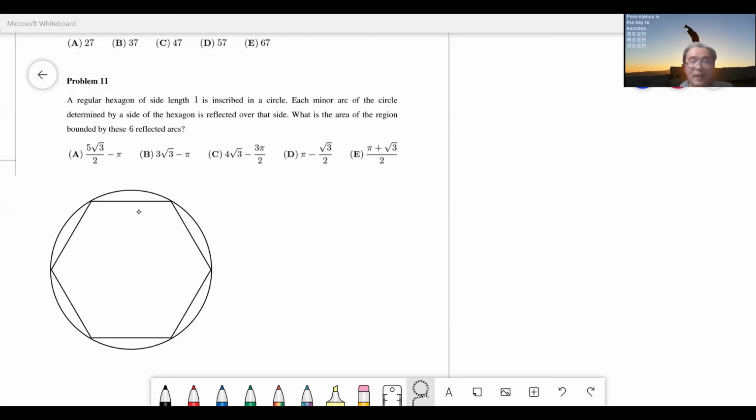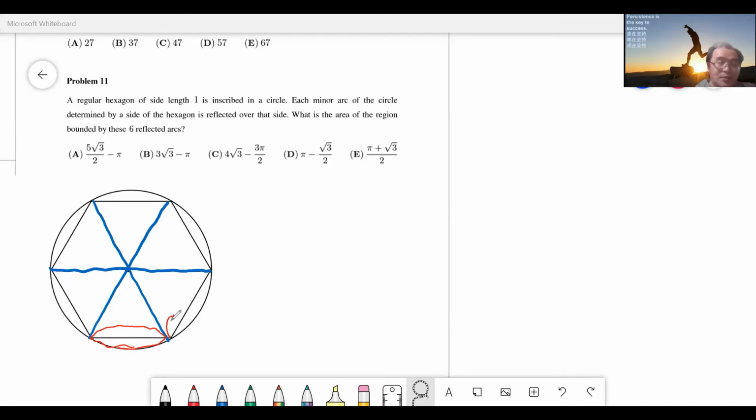So how do we find the area? For a regular hexagon, the normal way to find the area is to cut it into 6 equilateral triangles. Now think about this side, with this minor arc. If I reflect it, it goes here. All the other 6 sides show the same pattern. So the area required is basically this part, and we have 6 such parts.